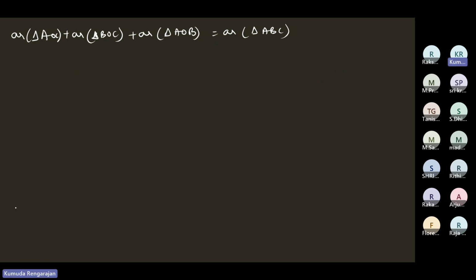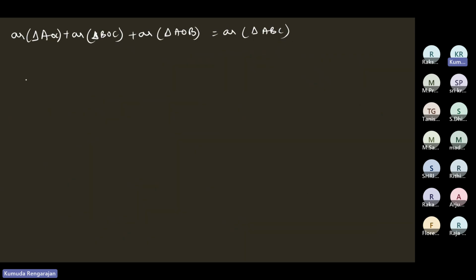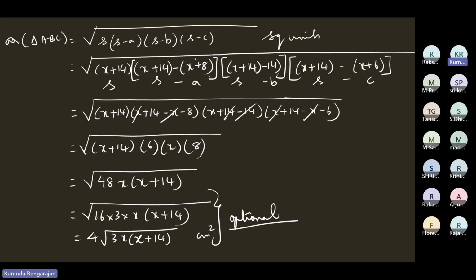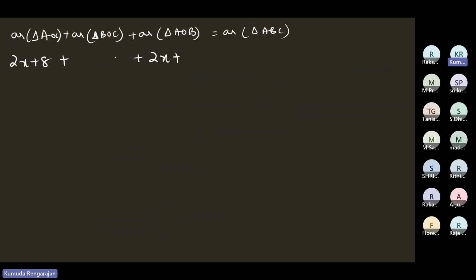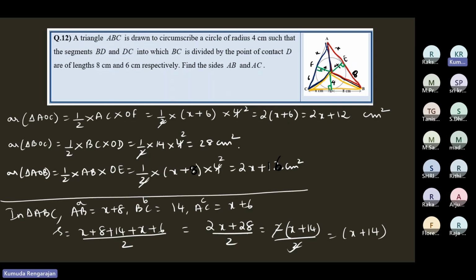So what is the area of triangle AOC? 2x plus 12, then 28, and then 2x plus 16. 2x plus 8, I forgot. Then 2x plus 16. So difficult to remember. 2x plus 12, 28 and 16. Yeah, children, please check. See here. This is the area of one triangle, 2x plus 12, then 28, and then 2x plus 16.